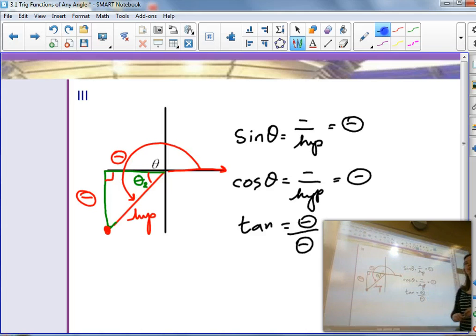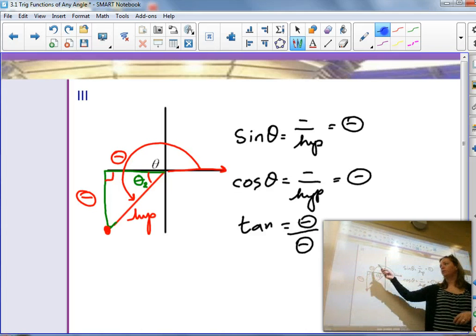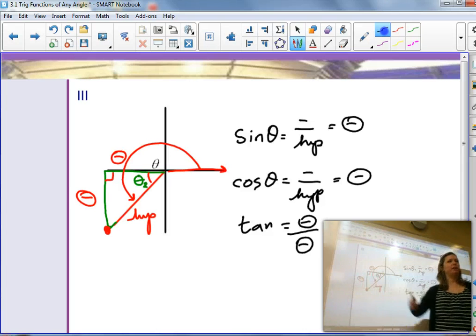If you prefer to think about it as opposite over adjacent, you can think about it that way as well, instead of sine over cosine. The opposite side is negative, the adjacent side is negative, and a negative divided by a negative is positive. So in the third quadrant, the tangent is actually positive.